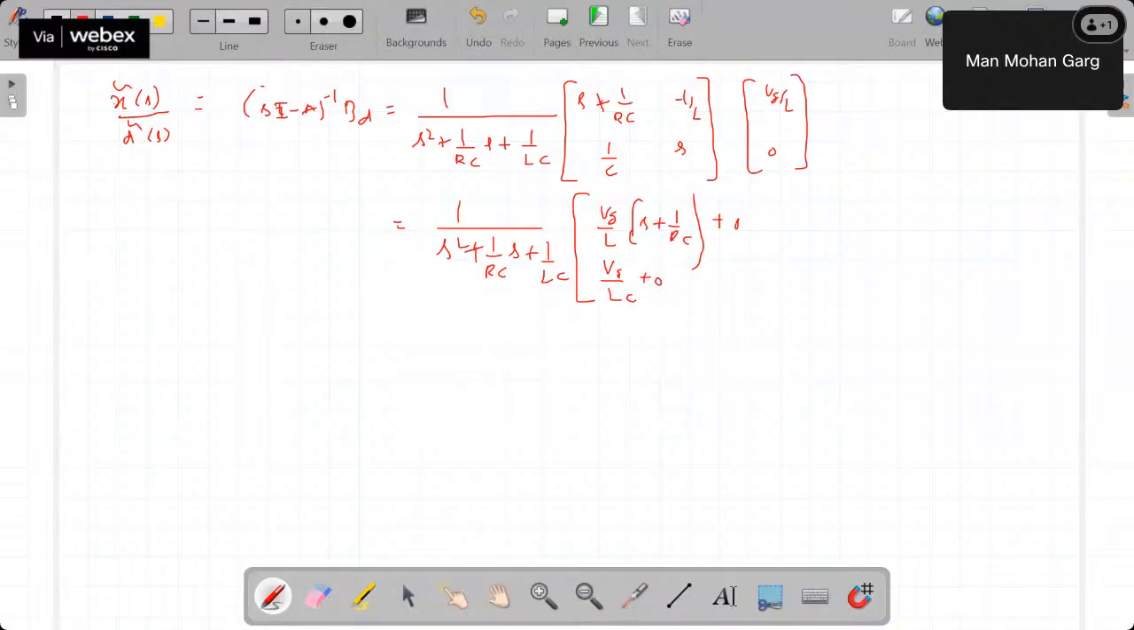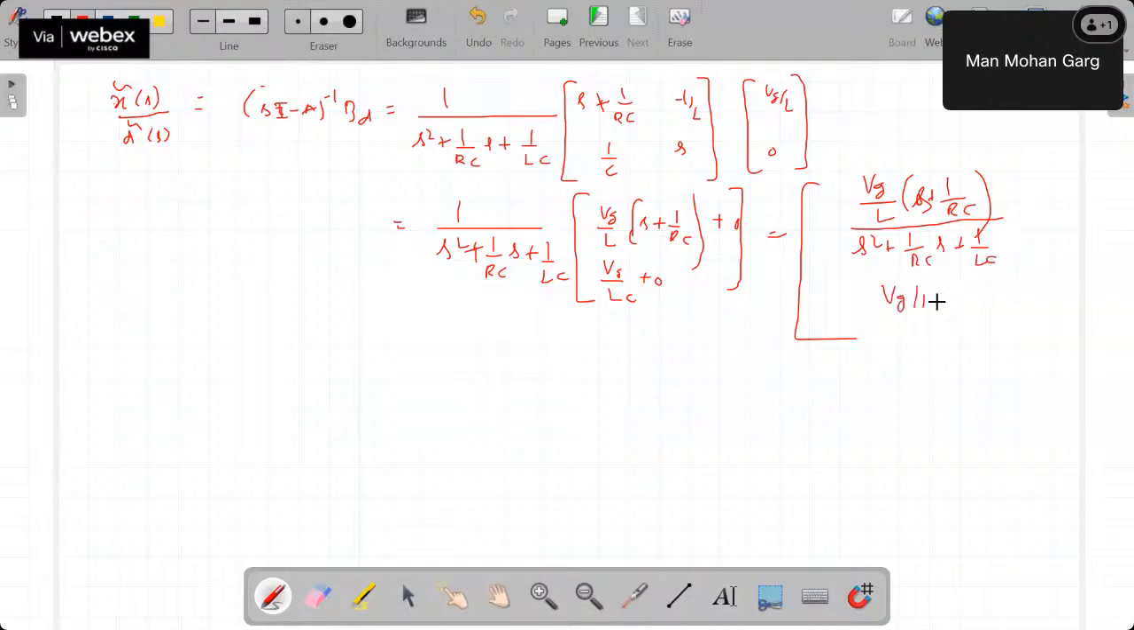So here we are having two transfer functions, because this is the vector in which we have two rows, one column only, and this denominator will be with all. So what we can see here, this is Vg upon L, S plus 1 upon RC, divided by S square plus 1 upon RCS plus 1 upon LC. Similarly, here it will be Vg upon LC divided by S square plus 1 upon RC into S plus 1 upon LC. We got two transfer functions.